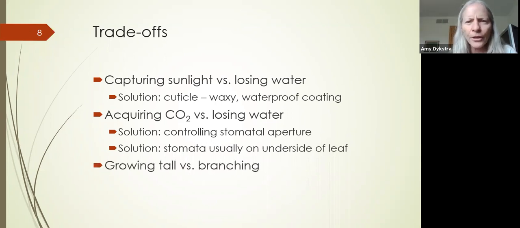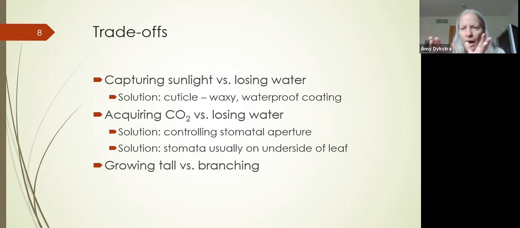And then the third trade-off is that plants can either put energy towards growing tall, or they can put energy toward branching. And if you think about different kinds of trees that you know, they have a different balance, a different compromise between growing tall and branching. So some trees are going to opt for growing really, really tall, and the advantage of that is it gets you above your neighbors so that your neighbors aren't going to shade you.